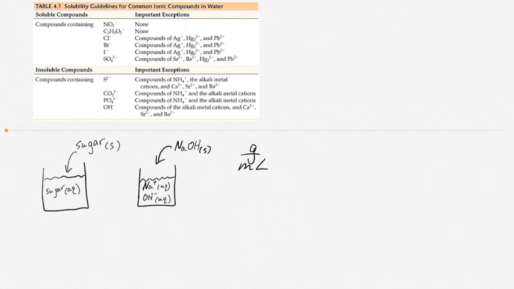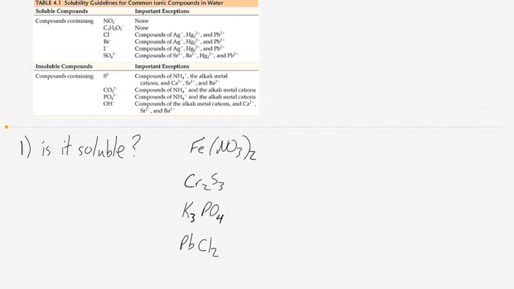So what we'll do is look at a couple of different examples with predicting solubilities. The first set of examples will be based around the question, is it soluble? We have 4 examples here of ionic compounds, and we're going to use the chart to decide whether or not these things are soluble. And the way we use the chart is we look for the anion, which typically is the ion written on the right-hand side of that formula.